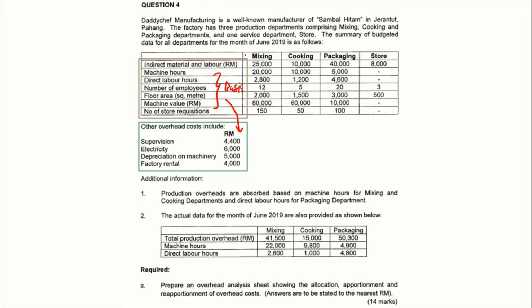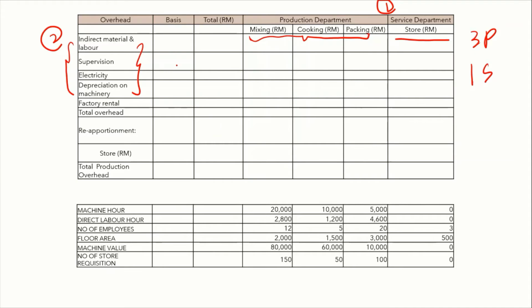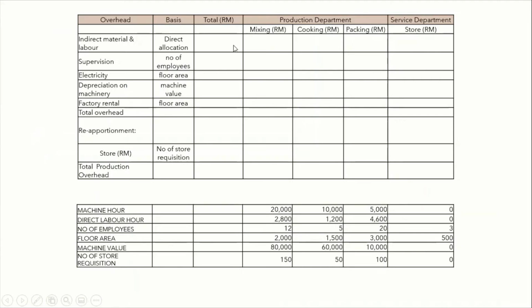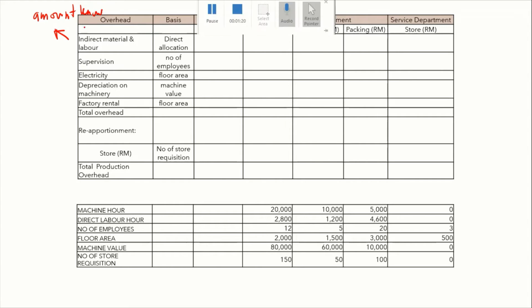Moving on. After you choose the basis, which is the third step, you must understand the basis itself. The first one is direct allocation. What are the two conditions to put direct allocation as a basis? First, the amount is known.